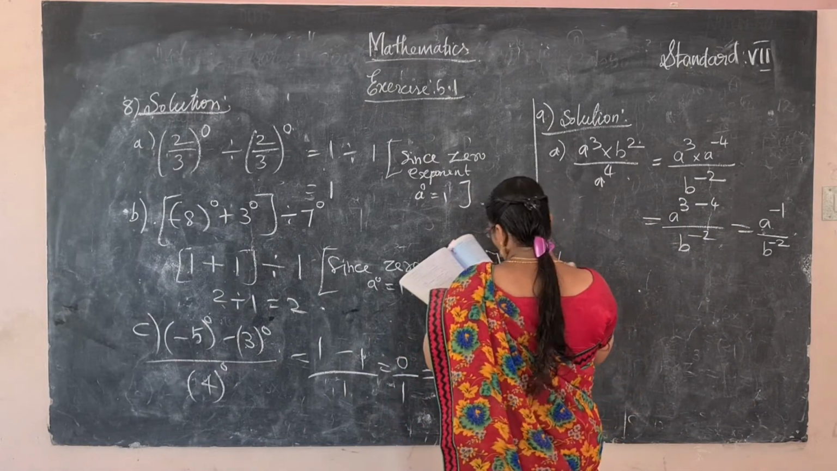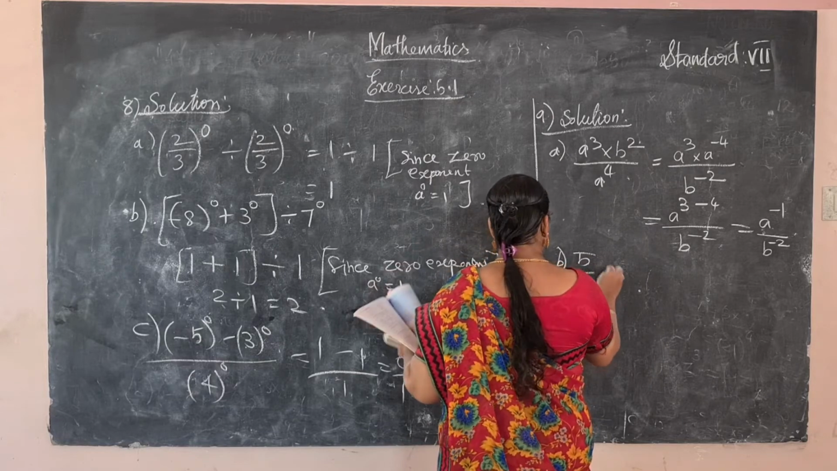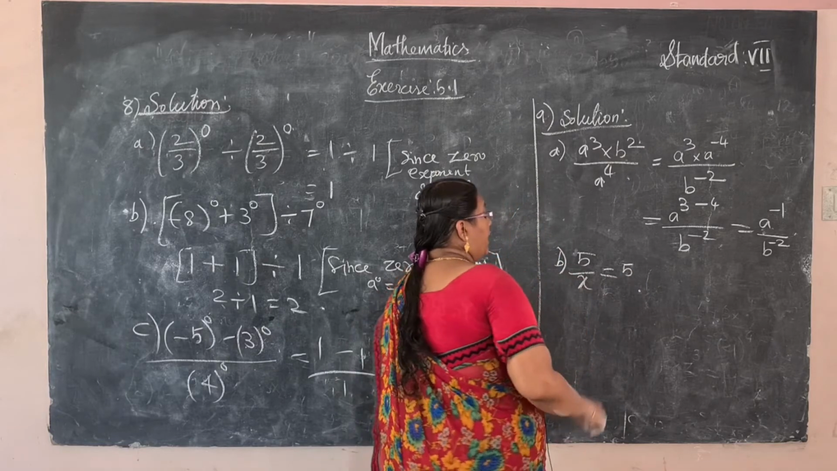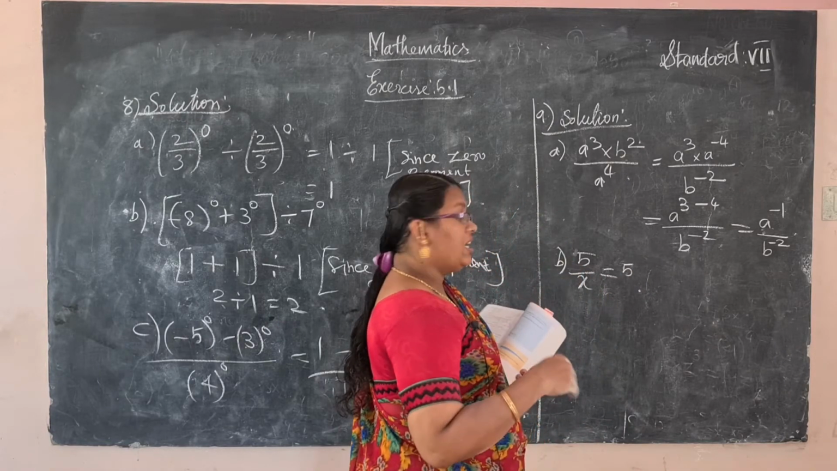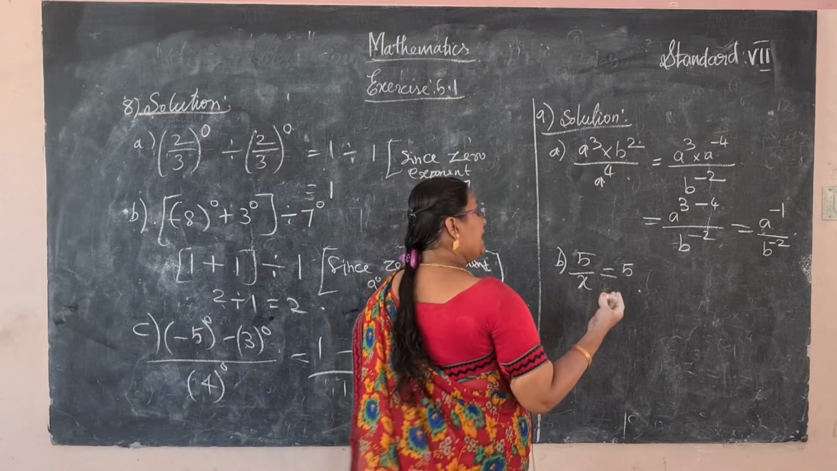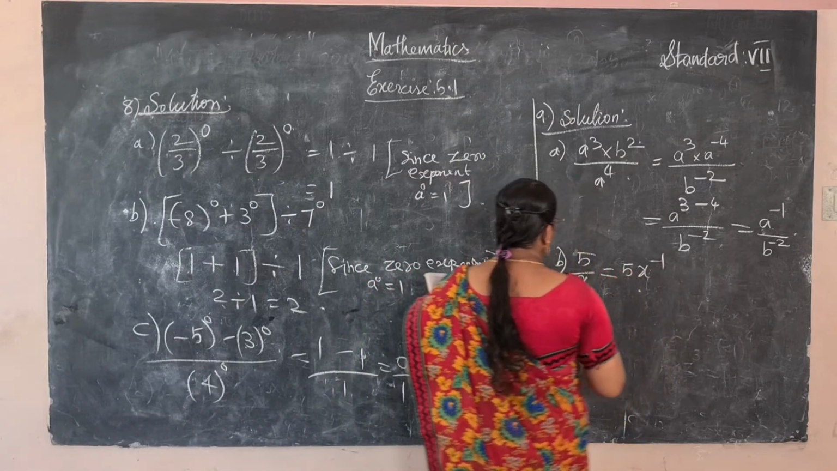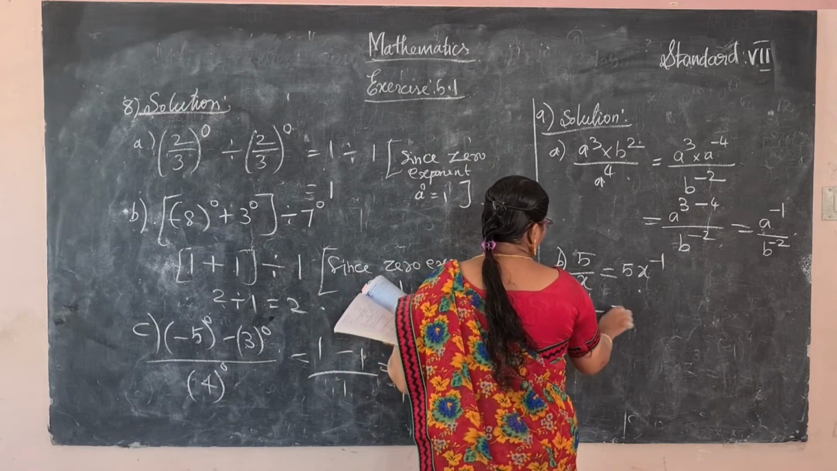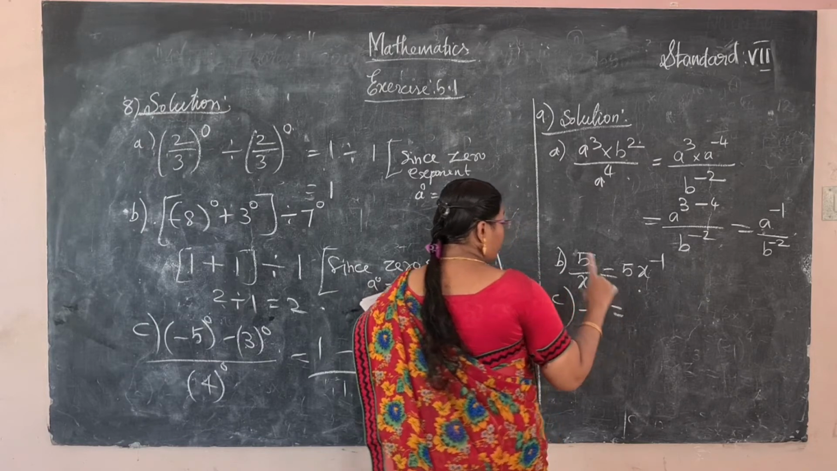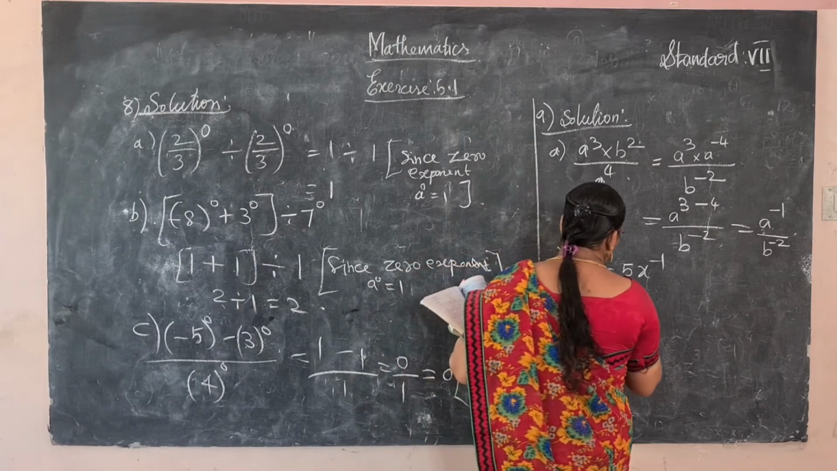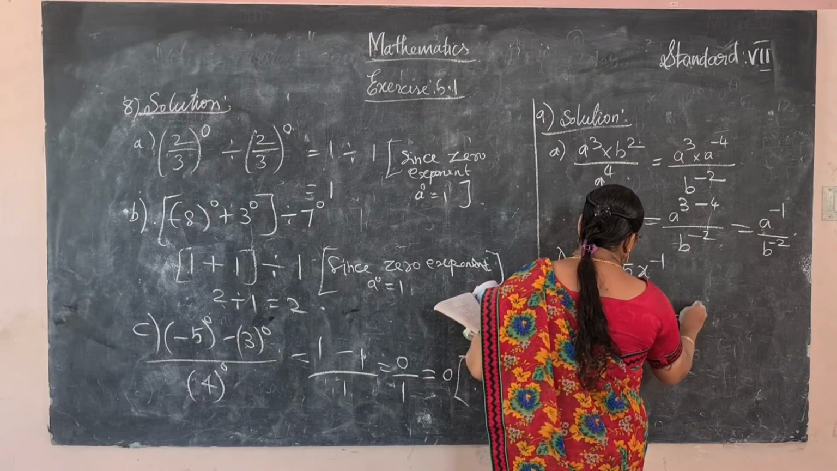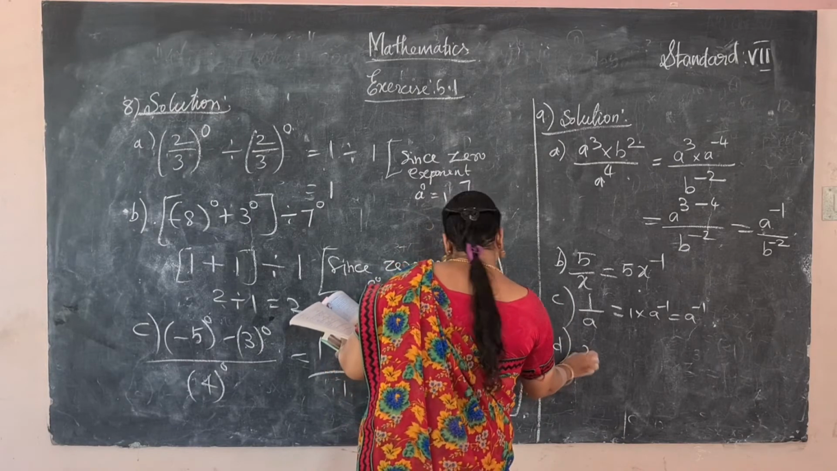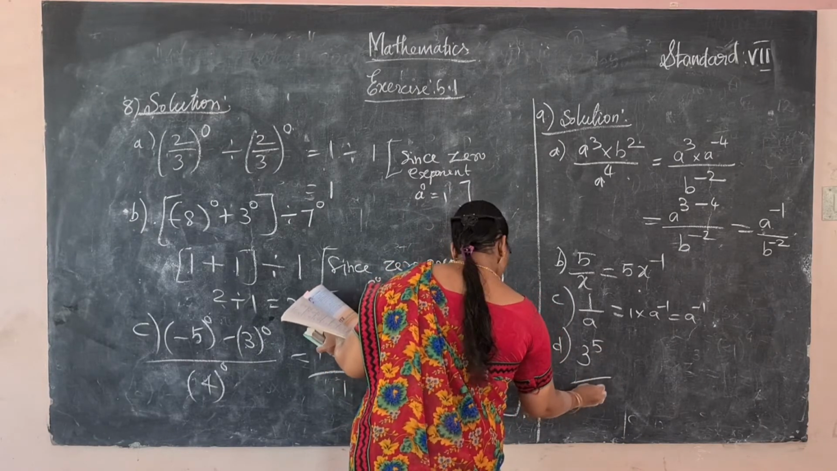And next, to see the next one, 5 by x. 5 is a constant term, so it stays in the numerator. The denominator value x moves to the numerator, we get the negative exponent, so x power minus 1. And then C problem, 1 by a. It can also be written with the denominator moving to the numerator, we get the negative exponent, so 1 into a power minus 1, we get a power minus 1.